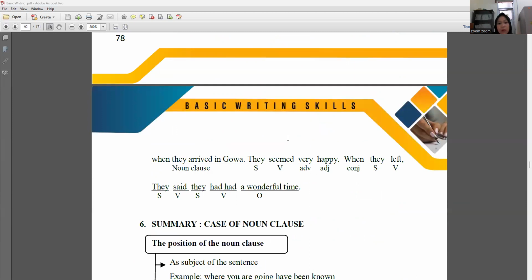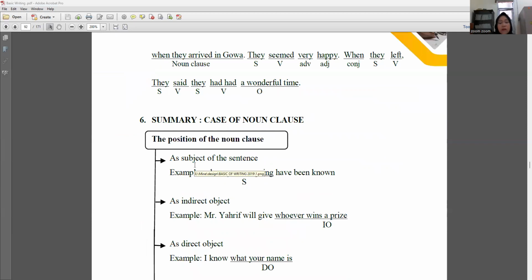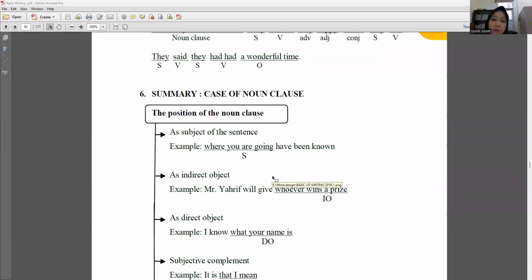Okay, here is the summary. The position of a noun clause. So this noun clause can be a subject of the sentence. For example, where you are going has been known. So where you are going is the subject. And then we have noun clause as indirect object. For example, Mr. Yahrif will give whoever wins a prize. So it is an indirect object.